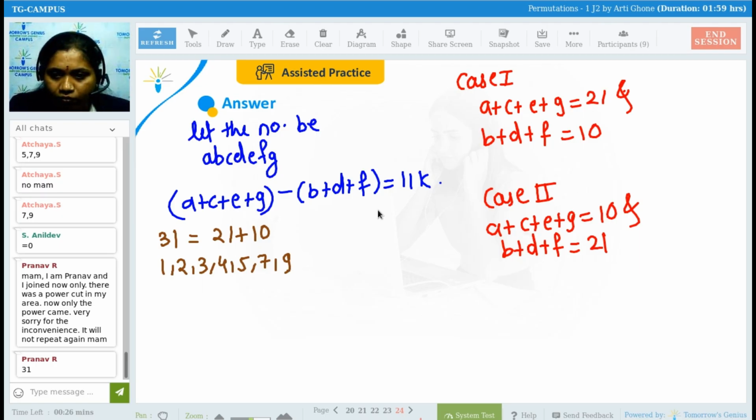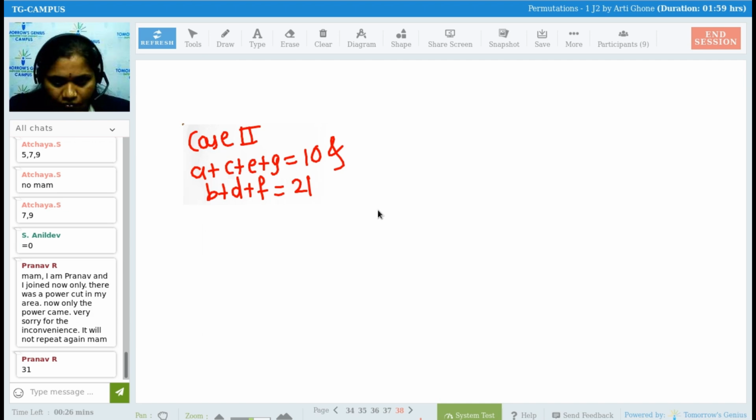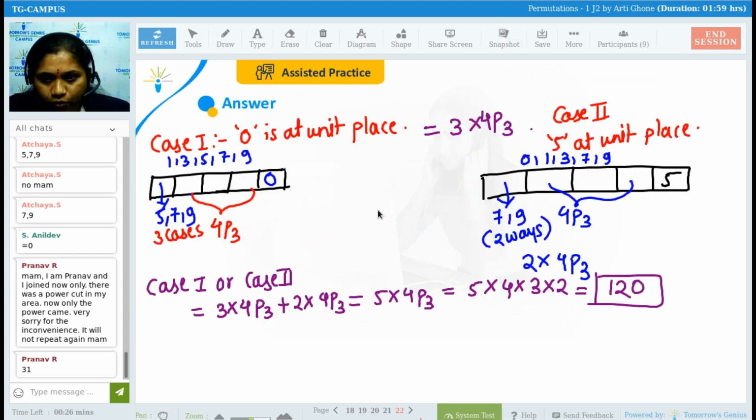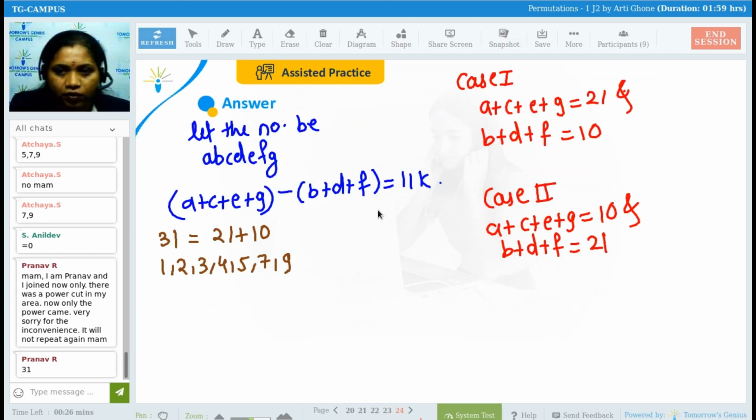What I'll do? I'll keep this case apart. Okay, we'll make it later on. First, let's calculate for case 1. I'm erasing this part. Okay.